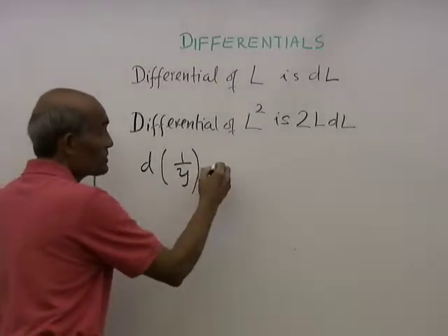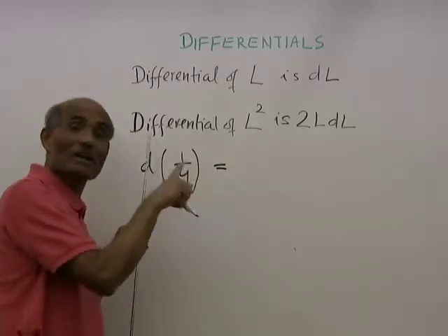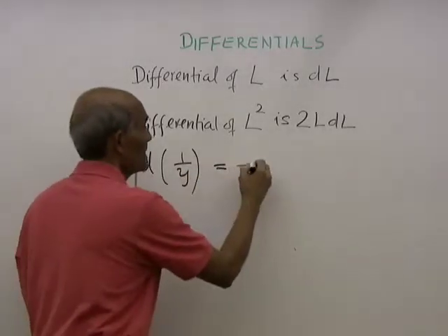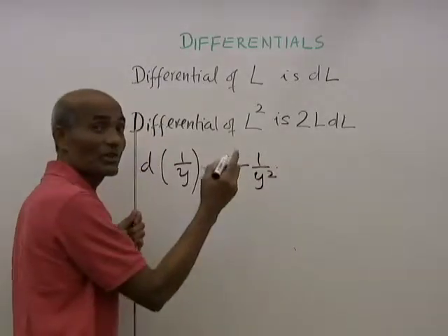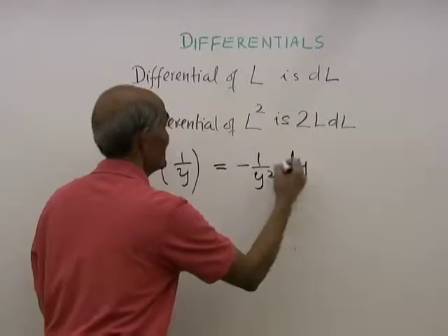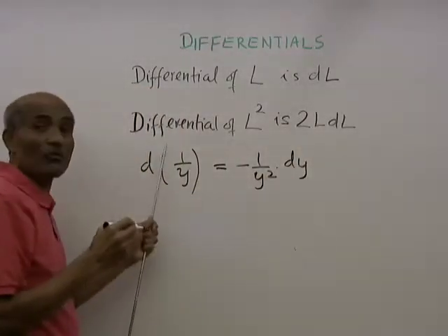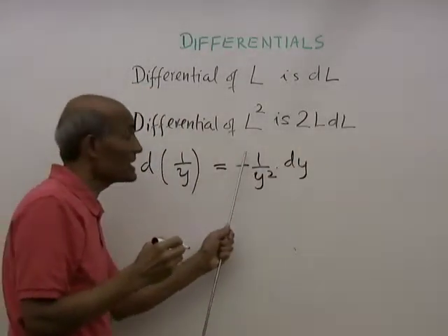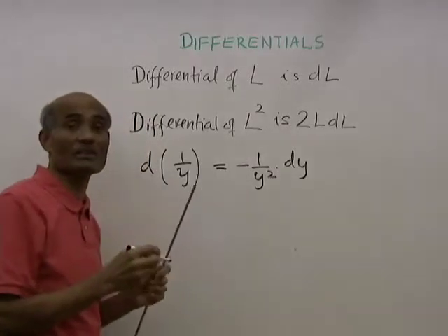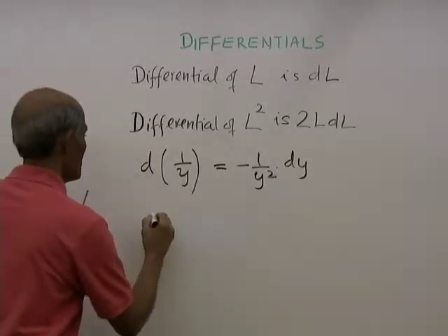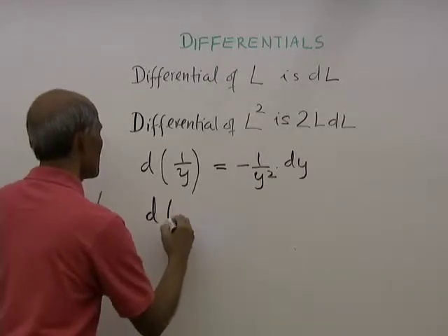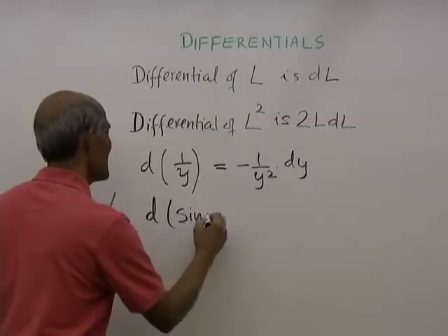Well, what all we need to do is write down that derivative of this. It will be negative 1 over y squared times dy. That's right. The differential of 1 over y is negative 1 over y squared dy. Okay. In that case, tell me, what is the differential of sine theta?